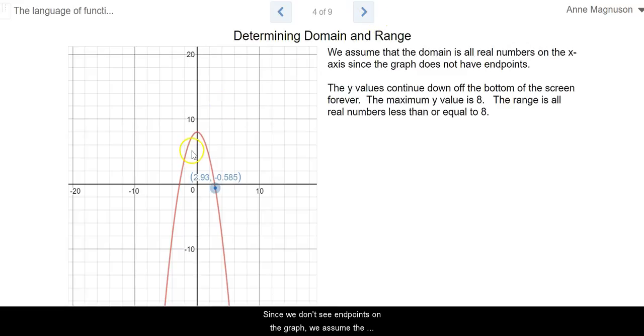Since we don't see endpoints on the graph, we assume the graph continues forever, so the set of inputs is all values on the x-axis. We say the domain of the function is negative infinity to positive infinity. Since the x values continue forever, we can assume that the graph continues down forever. Notice that there's a maximum y value of 8, so the range is minus infinity to 8.